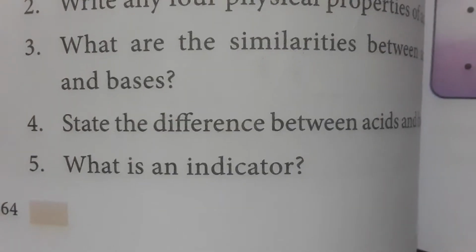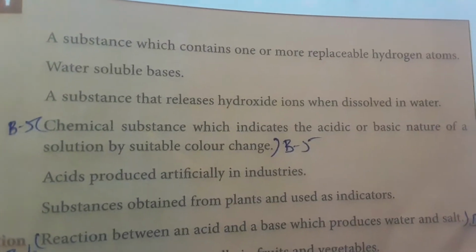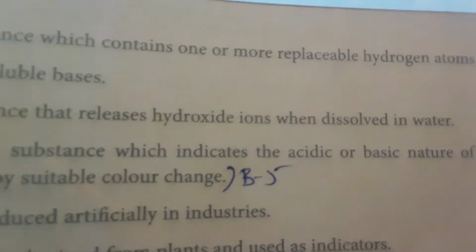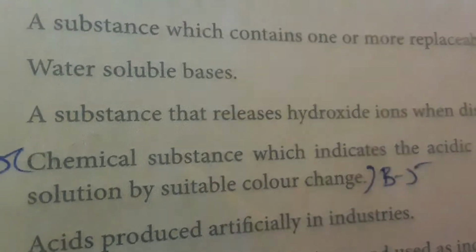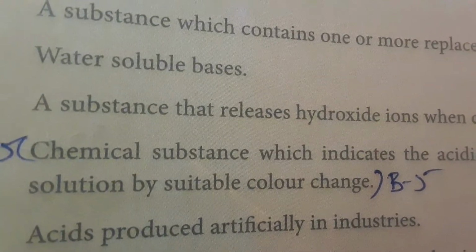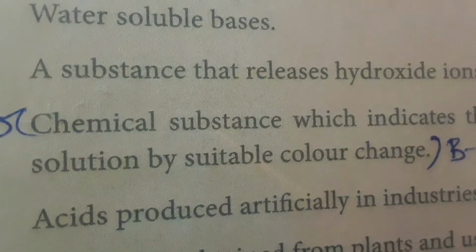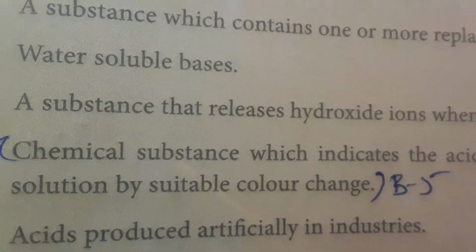Okay, next, what is an indicator? A chemical substance which indicates the acidic or basic nature of a solution by suitable color change.